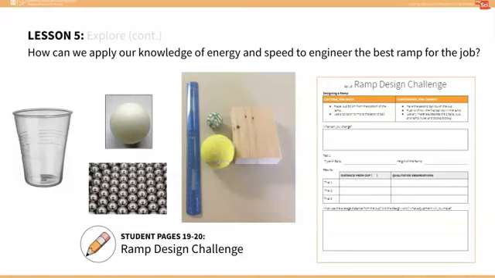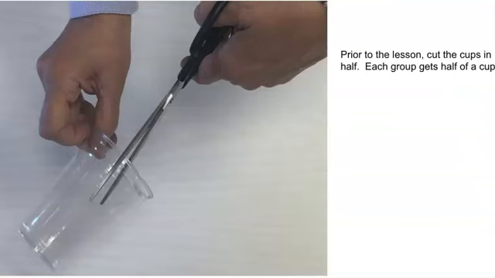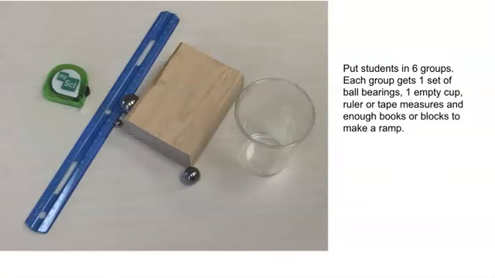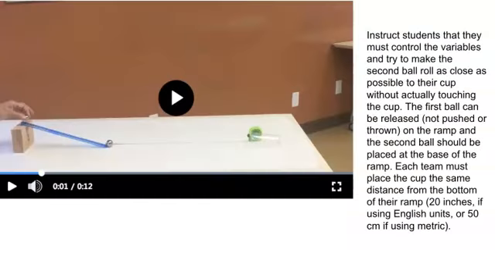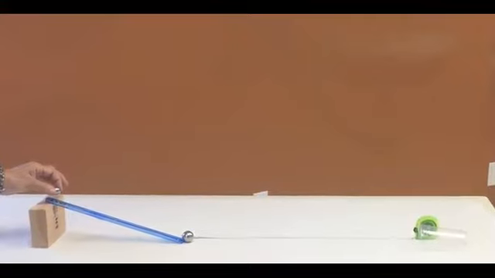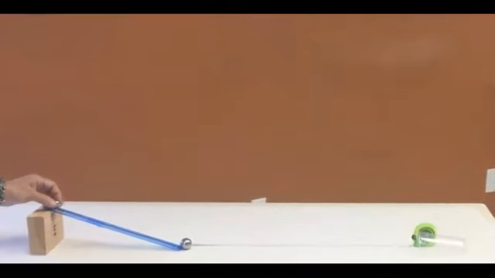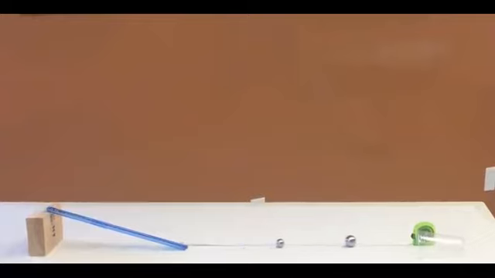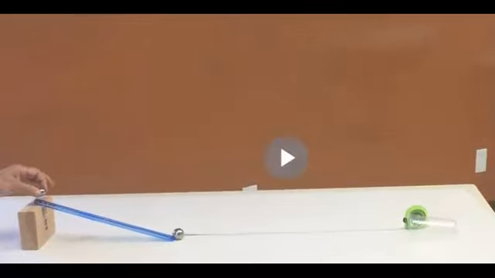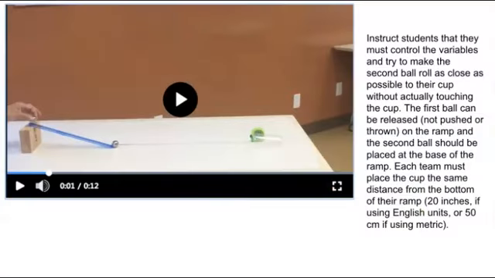Distribute the Ramp Design Challenge found in the student pages. Instruct students that they must control the variables and try to make the second ball roll as close as possible to their cup without actually touching the cup. The first ball can be released, not pushed or thrown, on the ramp, and the second ball should be placed at the base of the ramp. Each team must place the cup the same distance from the bottom of the ramp. That would be 20 inches if using imperial units, or 50 centimeters if using metric.